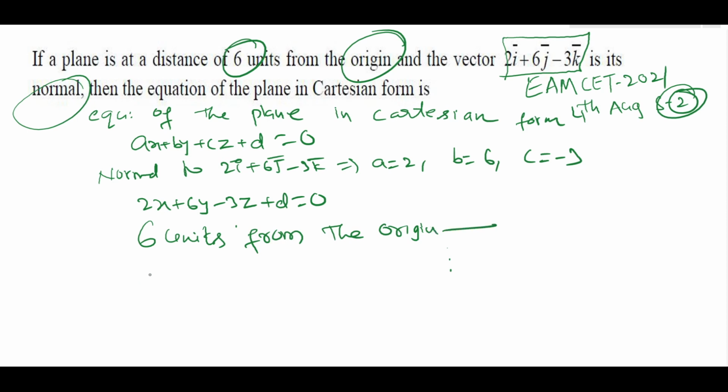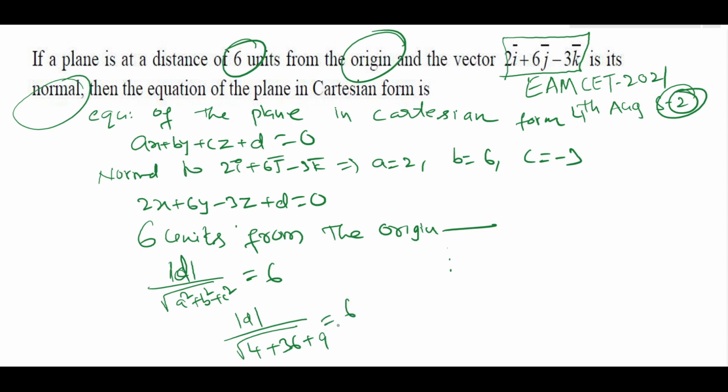That means the distance from the origin is mod d by square root of a square plus b square plus c square, which is equal to 6. Here mod d by square root of 2 square is 4 plus 6 square is 36 plus 3 square is 9 is equal to 6. This is 36 plus 4 is 40, 40 plus 9 is 49, root 49 is equal to 6. From this d is equal to plus or minus 6 into 7, that is plus or minus 42.